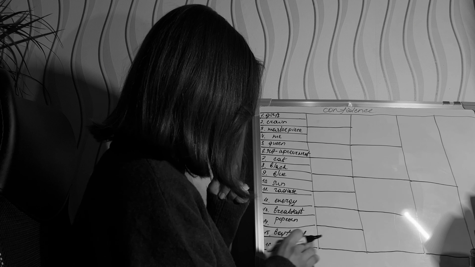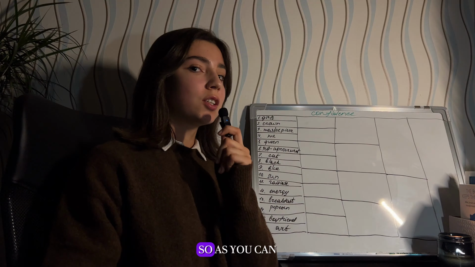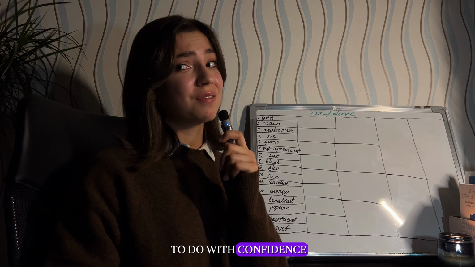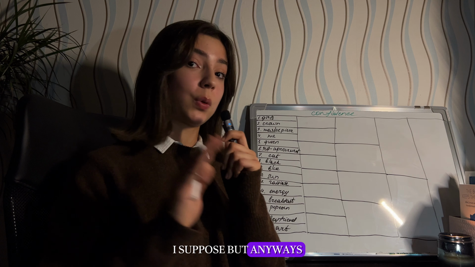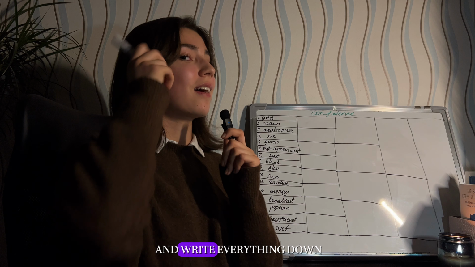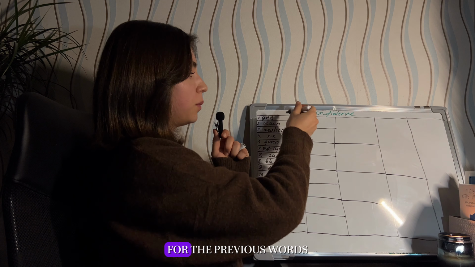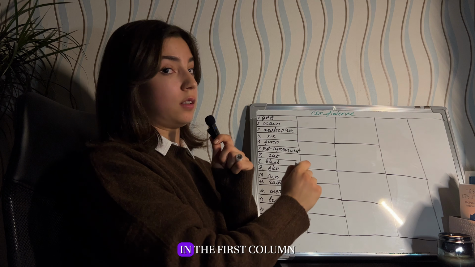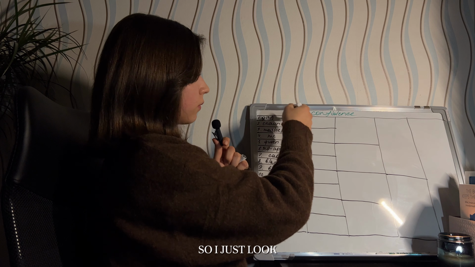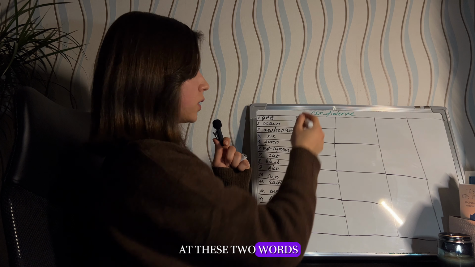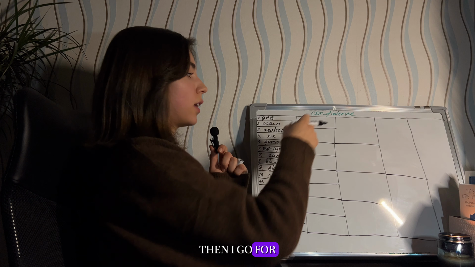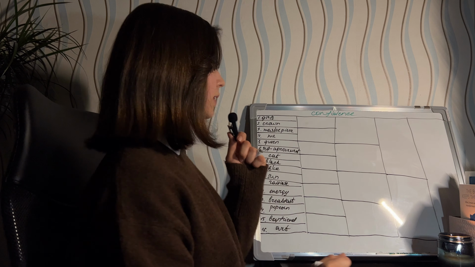Fuck you. So as you can see, a lot of words are just random, some of them make sense, but popcorn has nothing to do with confidence, I suppose. But anyways, we trust the process and write everything down. So now you just forget about the word that you have here, and you start to make associations for the previous words that you've written in the first column. So I just look at these 2 words and I create an association. Then I go for the next 2, and so on.